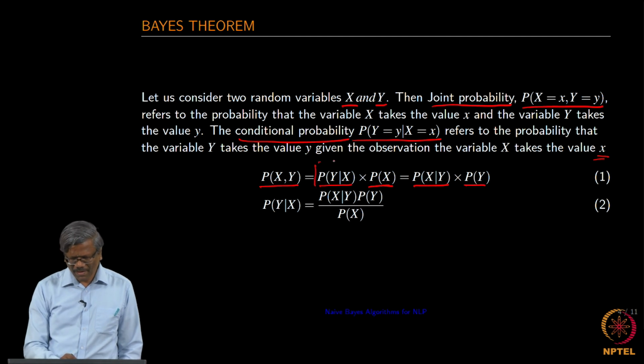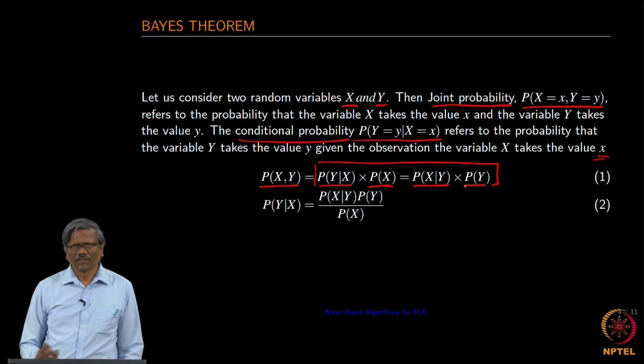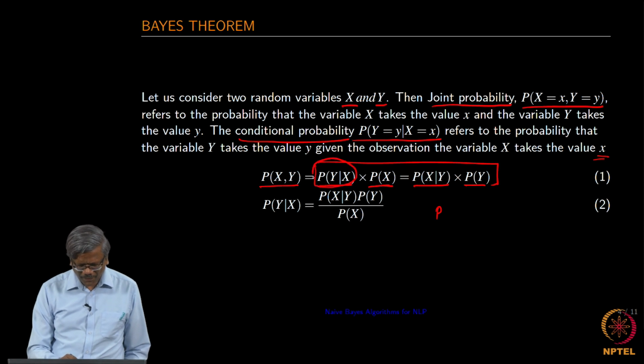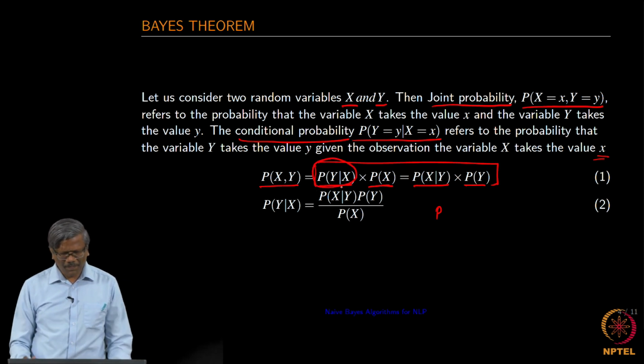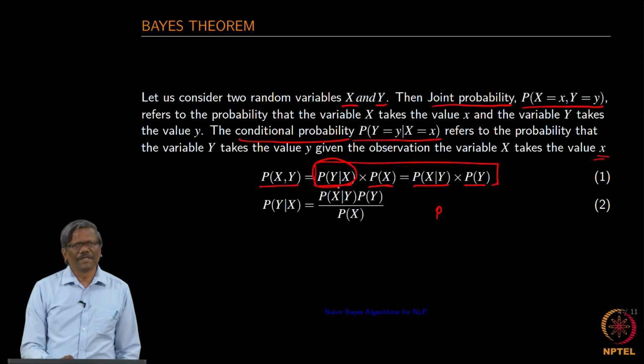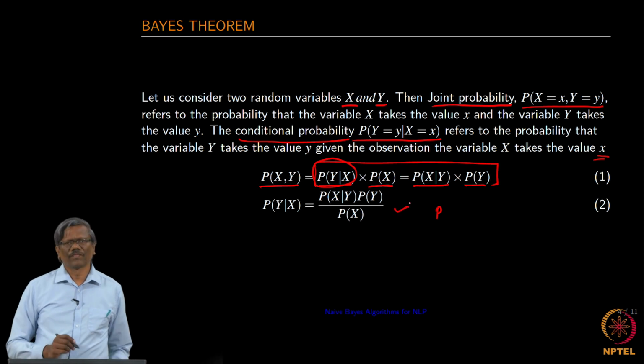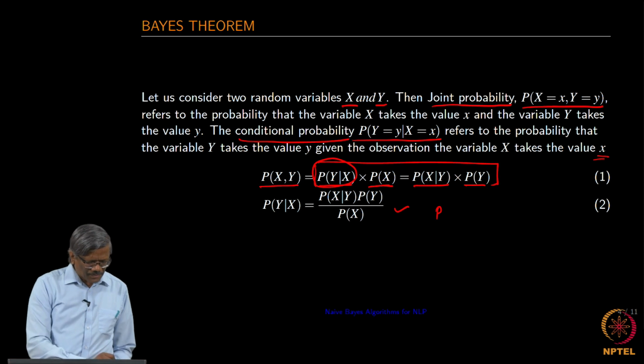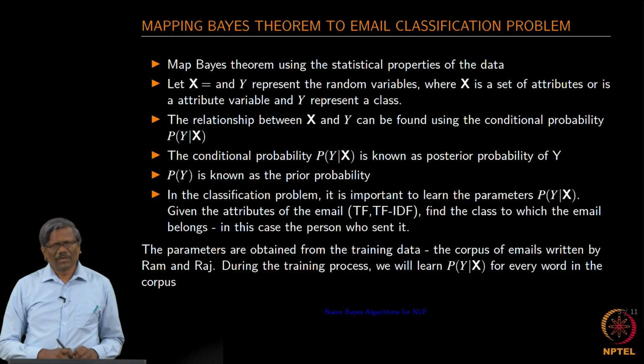So, taking these two and then trying to form an equation, we are looking at this one now. We are trying to find out the conditional probability of y given x equal to this, right. It is pretty simple, isn't it? Okay. So, now how do you map this?